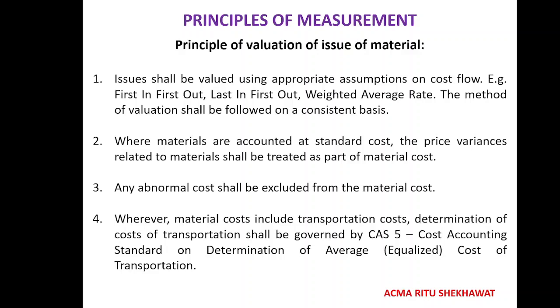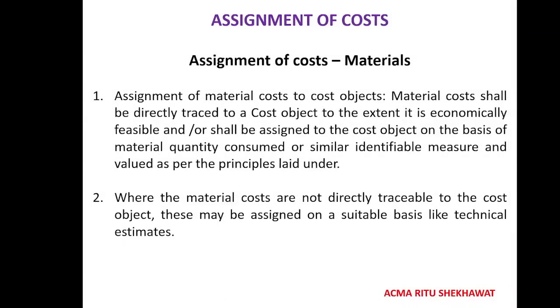Where the materials are accounted at standard cost, the price variance related to material shall be treated as cost of material. Any abnormal cost shall be excluded. Any cost of transportation that we have covered in CAS 5 also should be included in that.